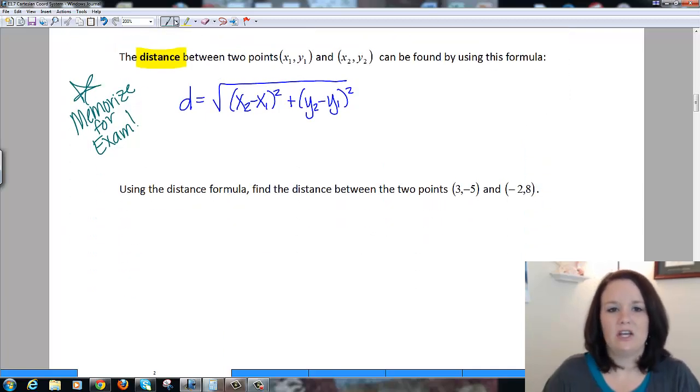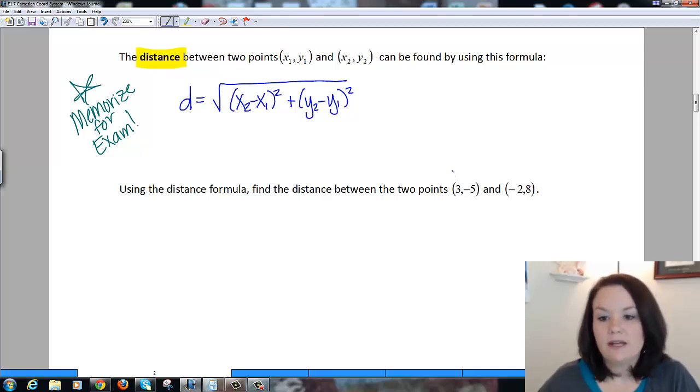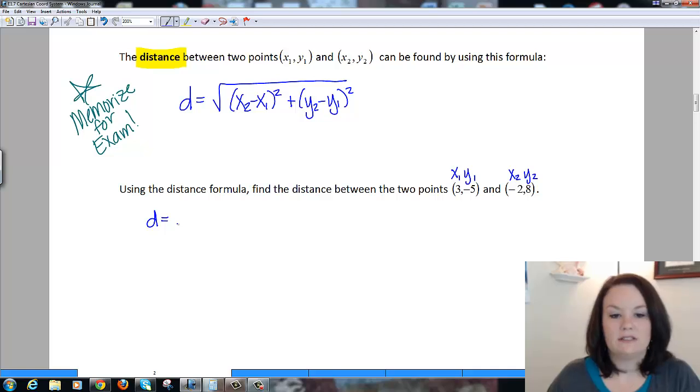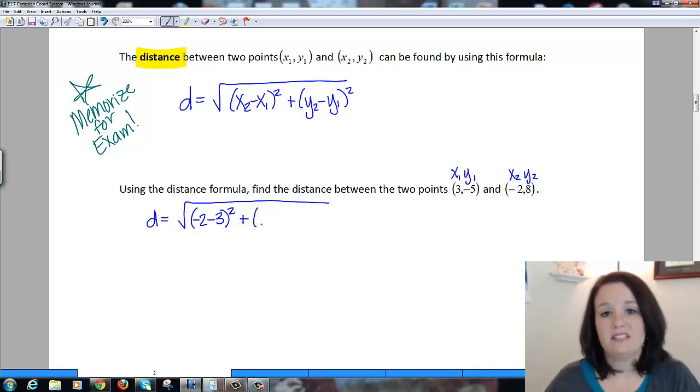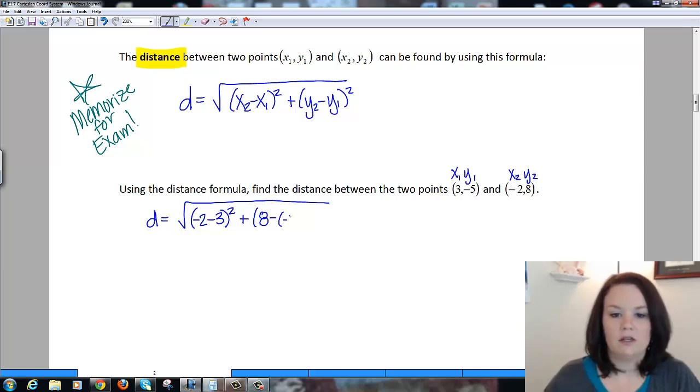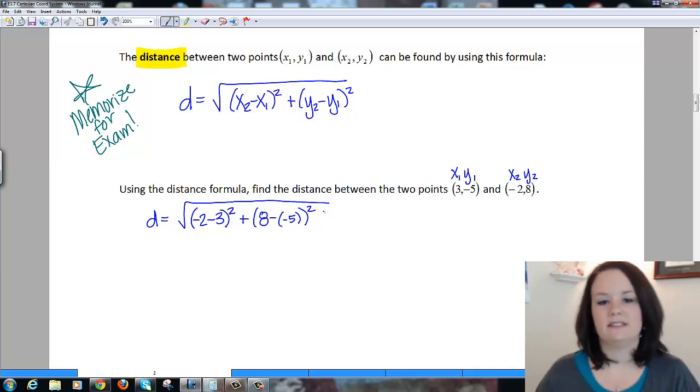So this one says, using the distance formula, find the distance between these 2 points. So I'm going to go ahead and label this one x1, y1, and the second one x2, y2. So the distance formula tells us we do the square root of our second x, which here is -2, minus our first x, which is 3, squared, plus our second y, which is 8, minus our first y, which is -5 squared. And I'm going to put parentheses around the -5 since it's a negative.